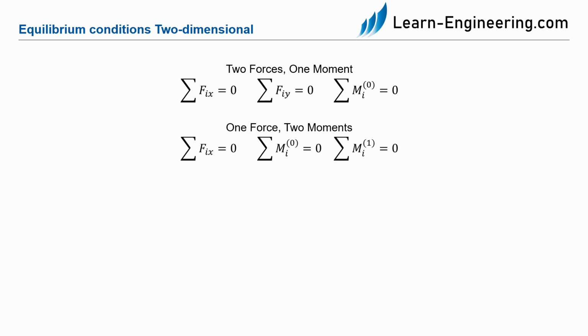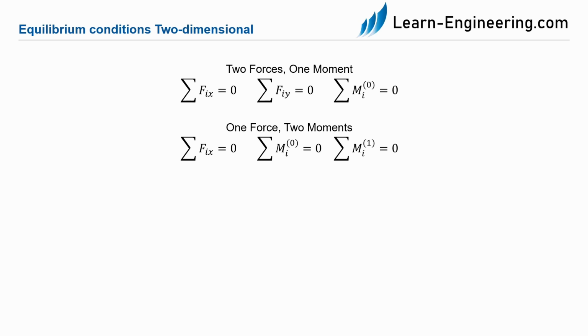Now that we know the 3 degrees of freedom, it follows that for an equilibrium all these 3 degrees of freedom must be 0. So the sum of all forces in x direction is 0, the sum of all forces in y direction is 0, and the sum of all moments around any point, here called point 0, is 0. However, the moments can also be formed not only around one point, but around 2 points. So only one condition of the force and 2 conditions of the moments are needed.